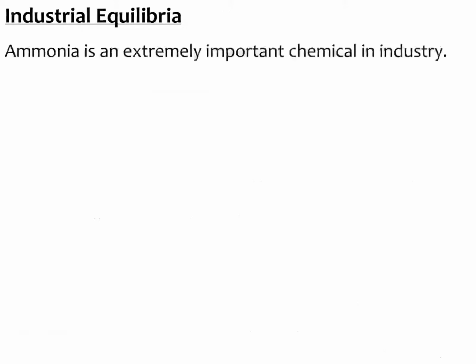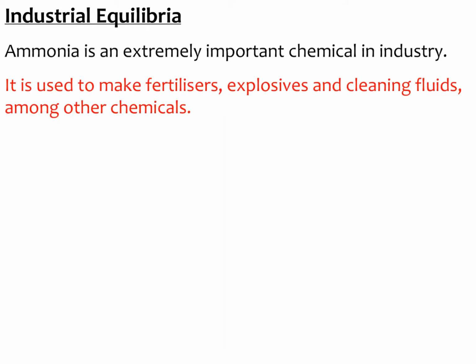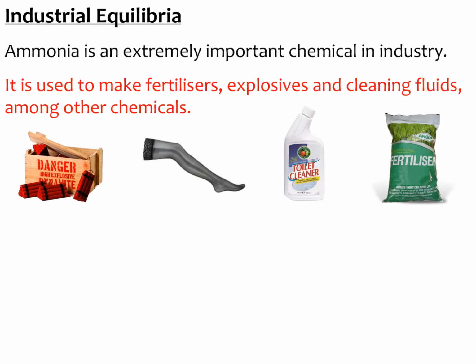Now we're going to move on to have a quick look at industrial equilibria, just one example, which is the most common one. And we're going to look at ammonia, which is an extremely important chemical in industry. It's used to make fertilisers, explosives, cleaning fluids and loads of other chemicals. And I've got a few pictures there of things that ammonia can be used to make, including nylon.